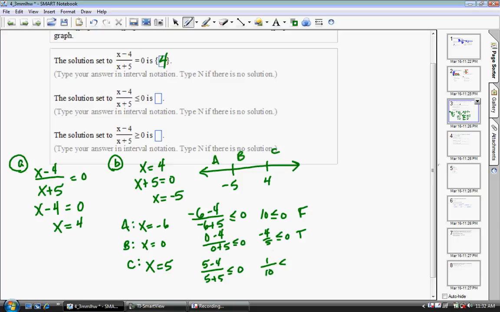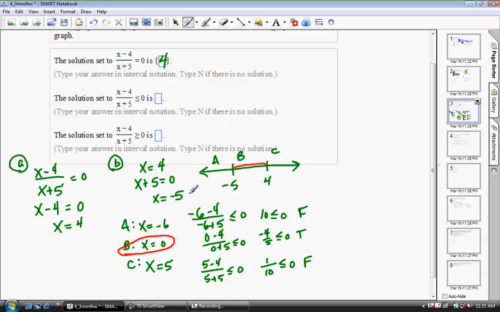No, that would be 1 over 10, which is not less than or equal to 0. So the only region that satisfies that is region B, right? So we would have between the negative 5 and the 4. Now you have to be very careful here because we're allowed to include where it's equal to 0. But keep in mind we will never include where the denominator is equal to 0.